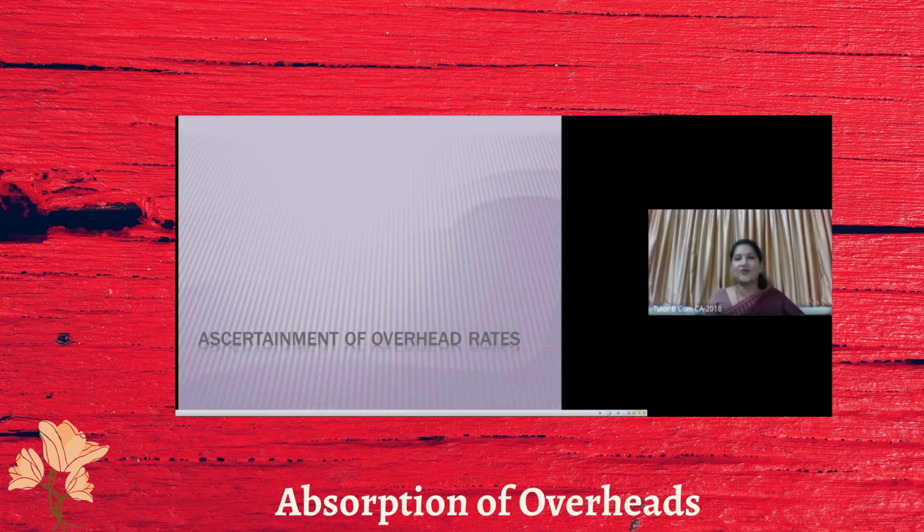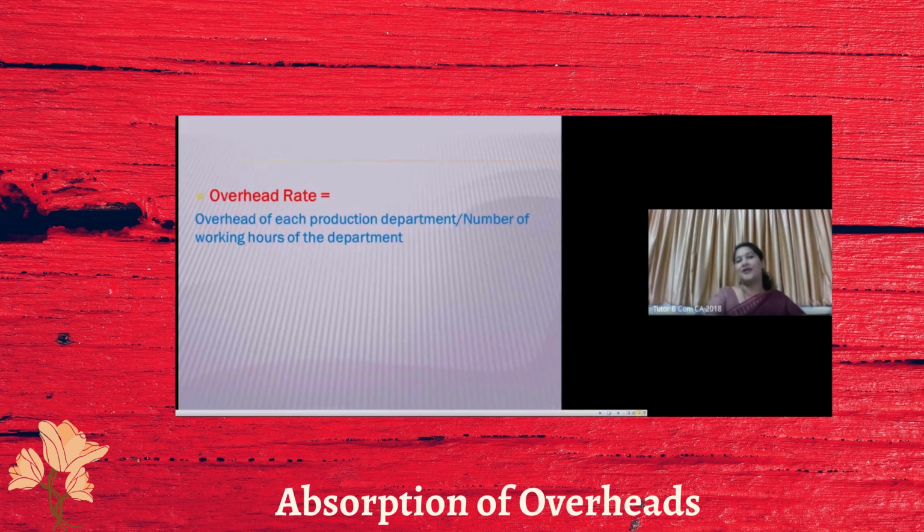Now let's look first at how we go about ascertainment of overhead rate. It's very simple. Overhead rate is equal to the overhead of each production department, say department A, the sum total of primary distribution plus secondary distribution, which we have with us. We find the overhead of each production department divided by the number of working hours of the department. That's the simplest of it.